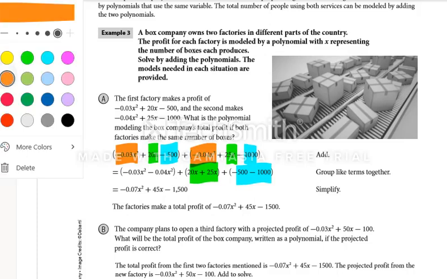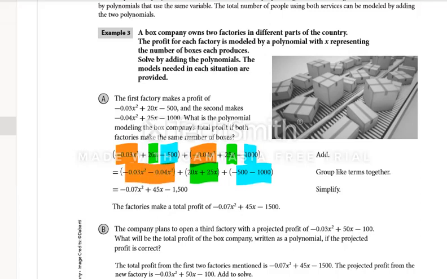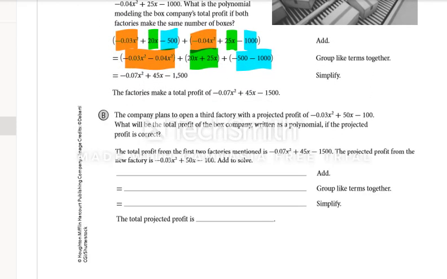Then you're going to combine your coefficients, combining those like terms. So negative 0.03 plus negative 0.04 gives us negative 0.07x squared, 20x plus 25x, 45x, and minus 1500. So the overall equation is listed there. If they open a third factory with a new projected profit, we can add that profit in as well to see what the new overall polynomial would be.